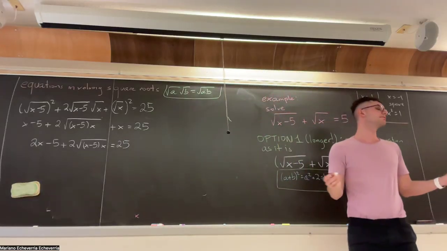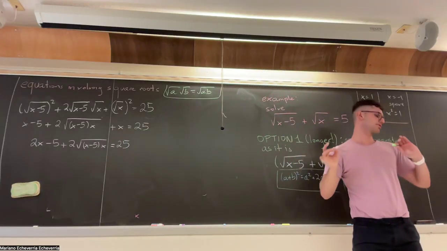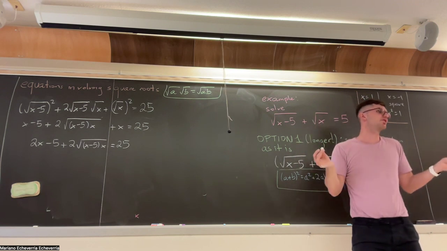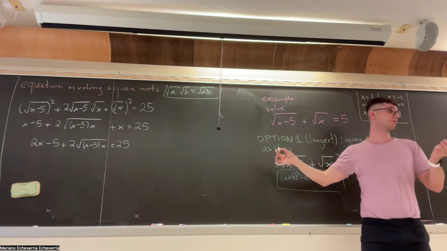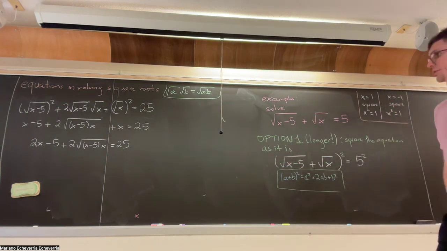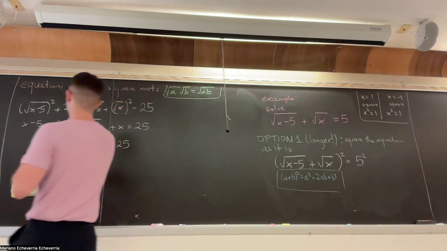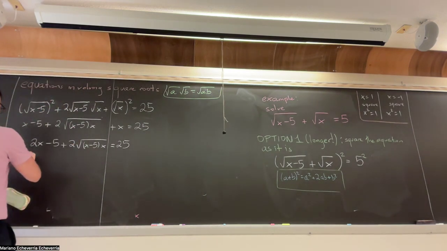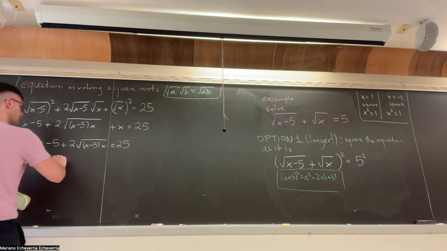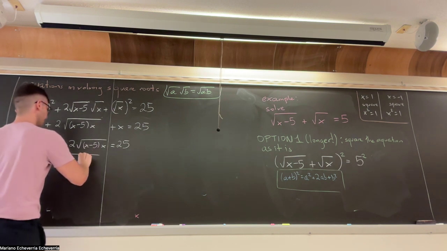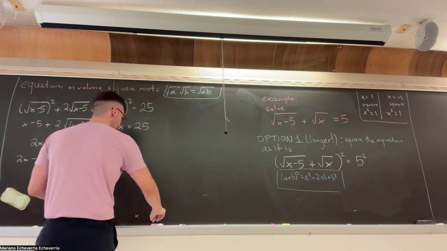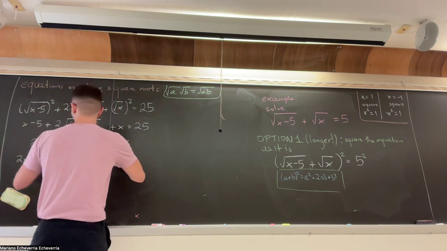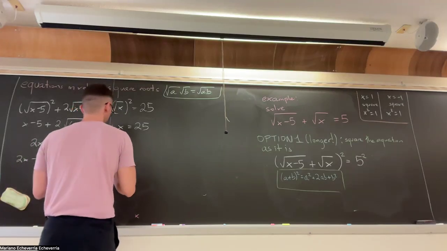Okay, and now it looks similar to the previous equations, where we're solving for a single term with a square root. So to solve for the single term, I'll subtract 2x and add 5 to both sides of the equation. So I have 2x minus 5 plus 2 root of (x minus 5) times x.